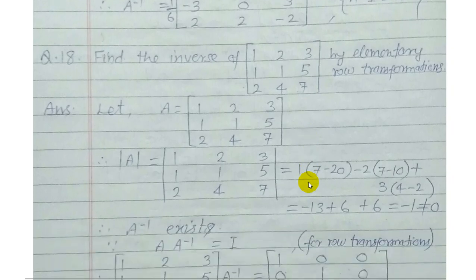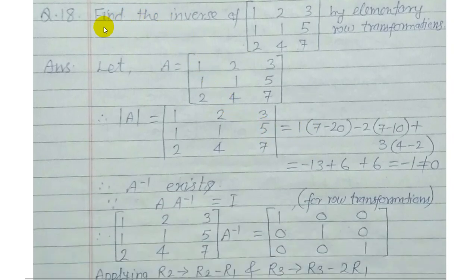Now see question number 18. In question number 18, find the inverse of matrix 1 2 3, 1 1 5, 2 4 7 by elementary row transformations. Now it is row transformation. So first, for the solution, let A equal matrix 1 2 3, 1 1 5, 2 4 7. Therefore, determinant of A: 1 2 3, determinant 1 1 5 and 2 4 7.